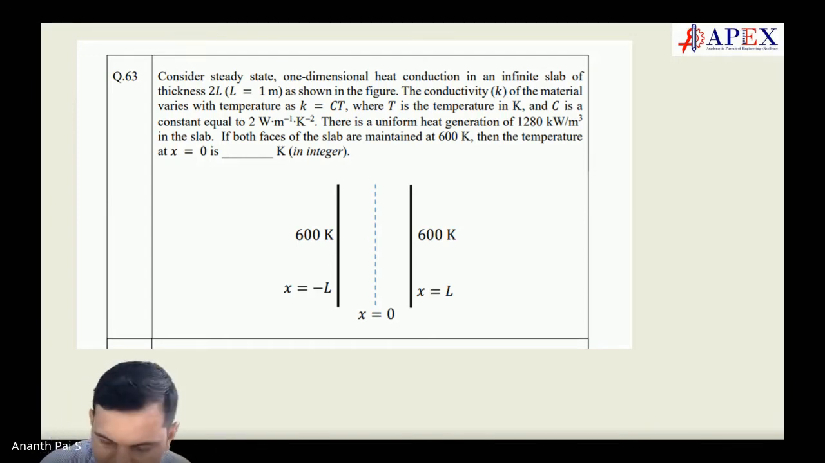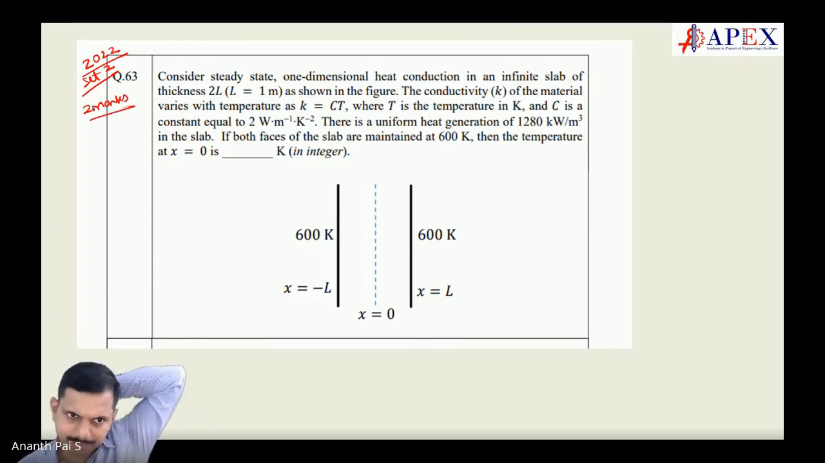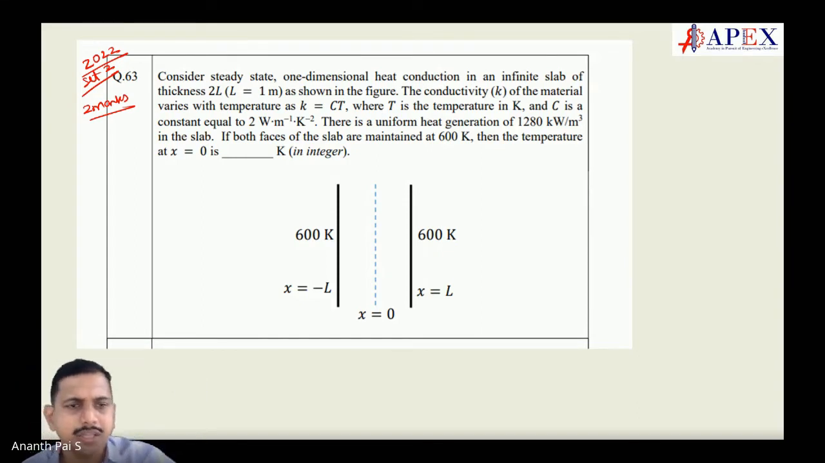So this is 2022, set to 2 marks. Can we solve this, students? Consider steady state one-dimensional heat conduction in an infinite slab of thickness 1 meter as shown in the figure.